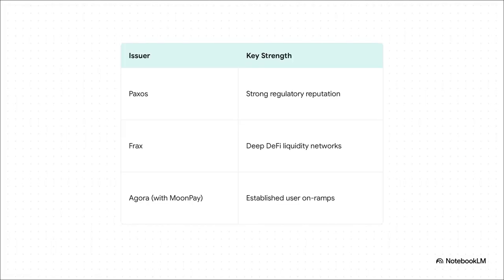And believe me, the contenders are absolute heavyweights. You got Paxos, and their whole deal is a rock-solid regulatory reputation. Then there's Frax, a true DeFi native with these insanely deep liquidity networks already built out. And finally, you have Agora, who's teaming up with MoonPay, which gives them a huge leg up in getting new users on board. Each one of them brings something totally different and strategically valuable to the table.